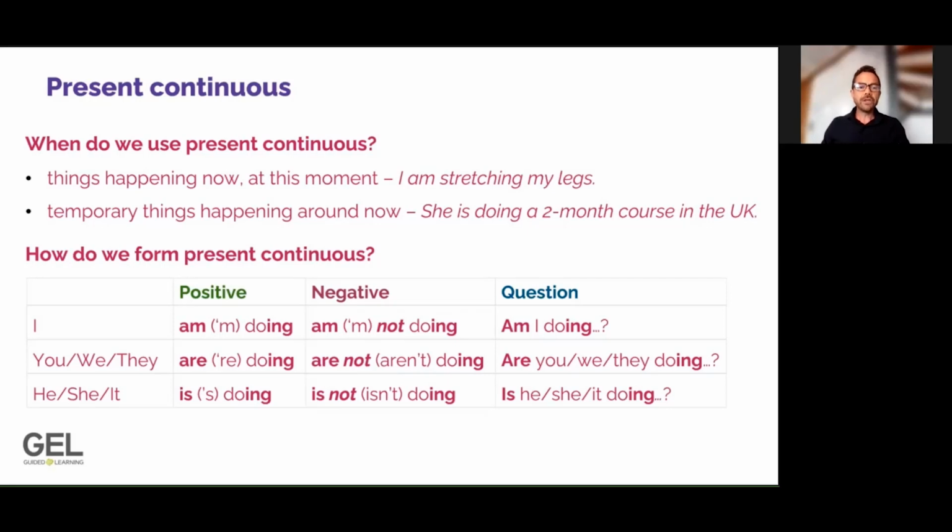Lastly, with he, she, and it. In the positive form, we use is, and this is contracted. So he's doing, it's doing. When we go to the negative form, we add the word not, and he isn't doing, she isn't doing, again, often using that contraction. And finally, with the question form, again, we just reverse. So is he doing, is it doing, and so on.